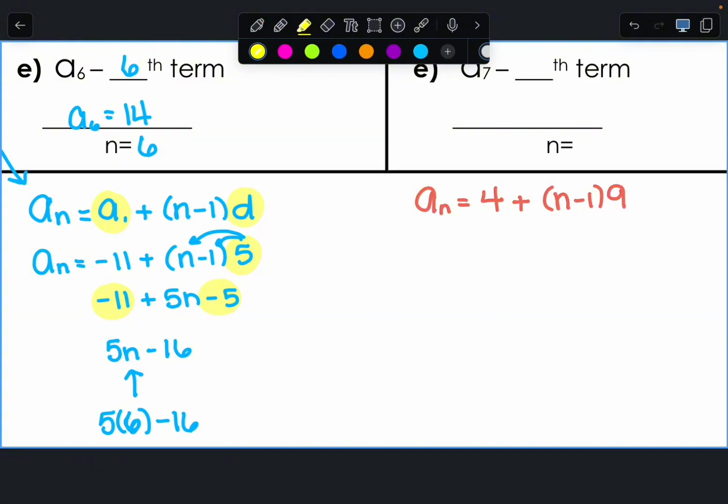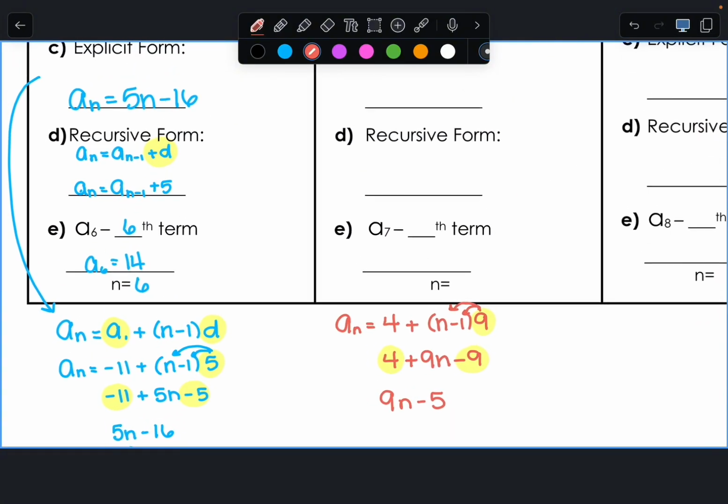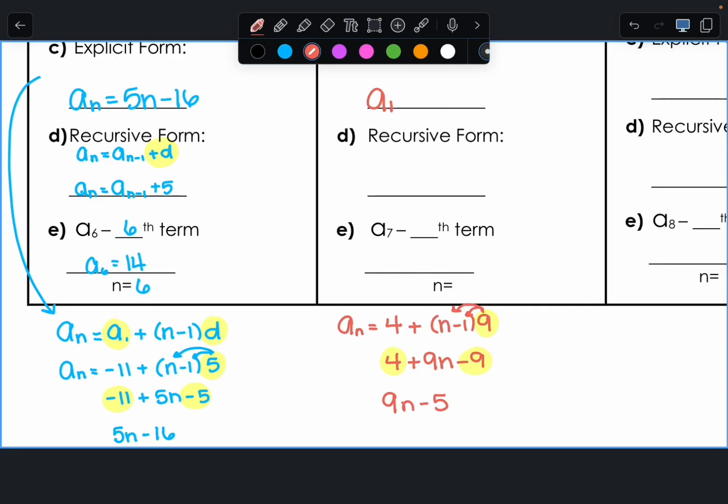To simplify, we distribute first. Bring down the 4. 9 times n, 9n. 9 times negative 1, negative 9. And then combine 4 and negative 9. So we get 9n minus 5. Okay.